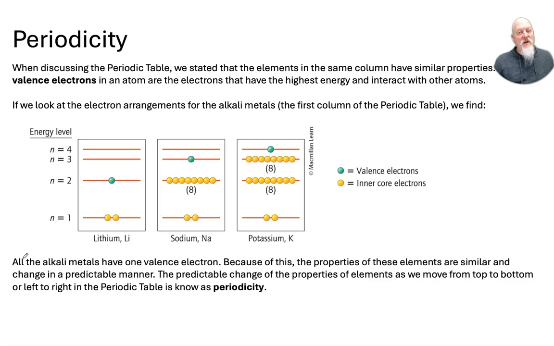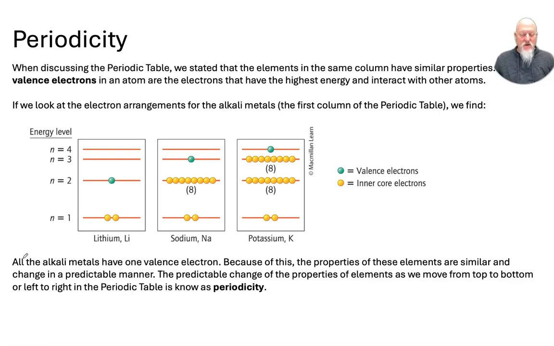And if we put those in the energy levels, we can see that lithium has 2 in the n equals 1 and 1 in the n equals 2. Sodium has 2 in the n equals 1, 8 in the n equals 2, and 1 in the n equals 3. And potassium has 2 in the n equals 1, 8 in the n equals 2, 8 in the n equals 3, and 1 in the n equals 4. Okay. We didn't do potassium, but you have to trust me with that.